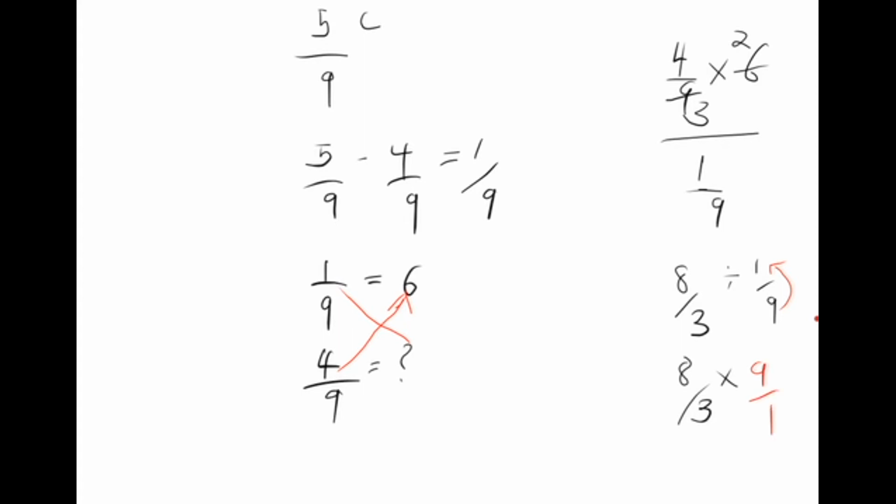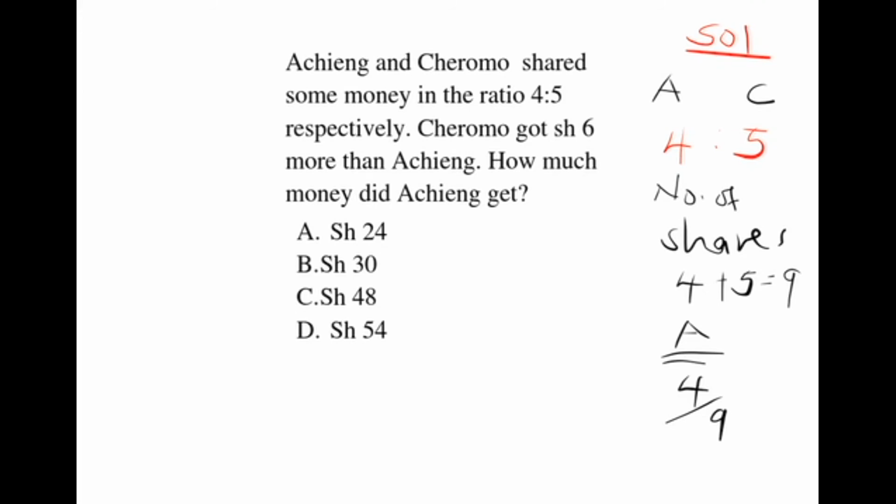Then from there we can now simplify by 3, 1, by 3, 3. 8 times 3, we get 24. Therefore, Acheng had 24 shillings. Therefore, our correct choice is A, 24 shillings.